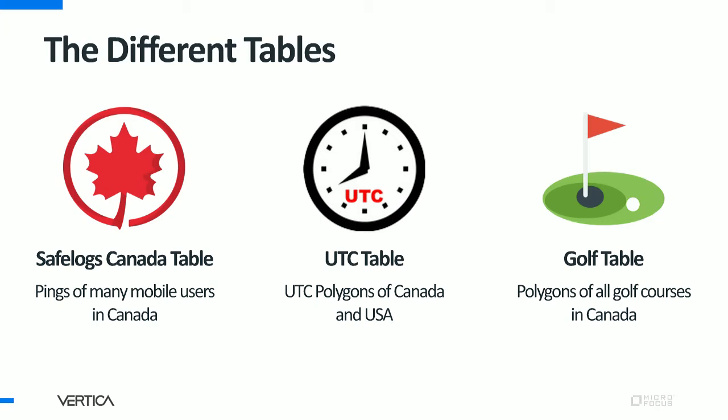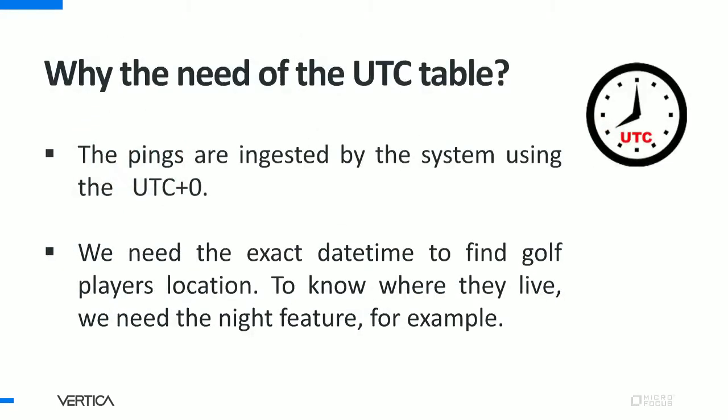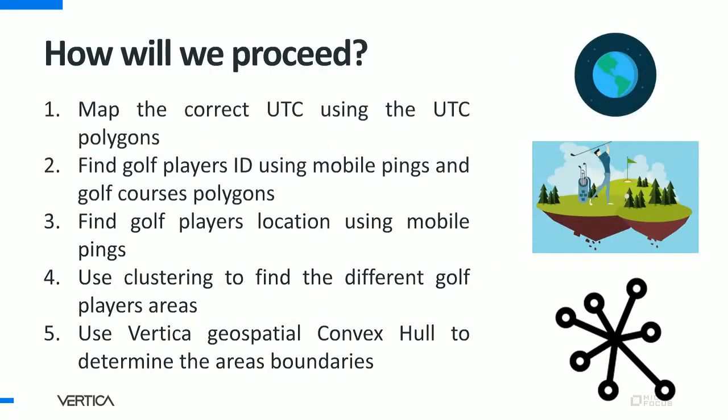The question can be, why the need for the UTC table? It's quite simple to answer. The pings are ingested by the system using UTC +0, and we need the exact date time to find golf players' location. To know where they live, we need, for example, the night features. It can be really interesting, or other features related to the exact date time, to know the exact location of each golf player.